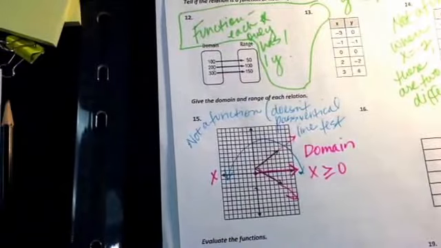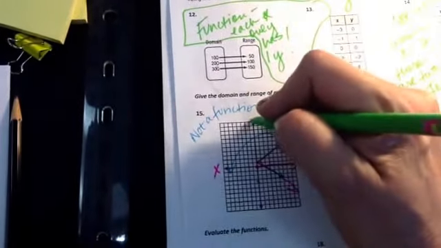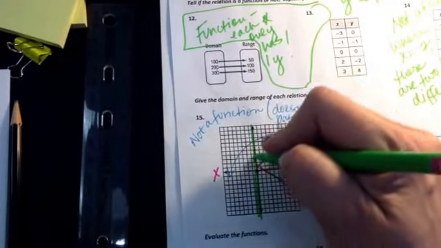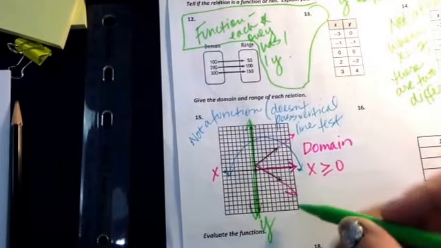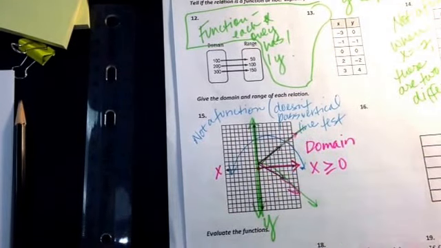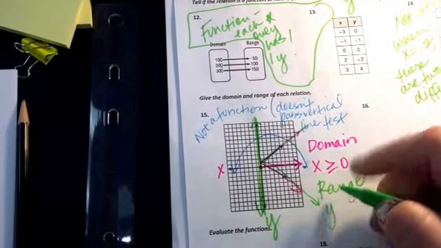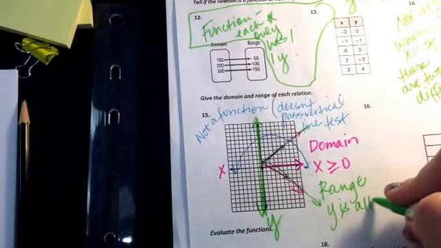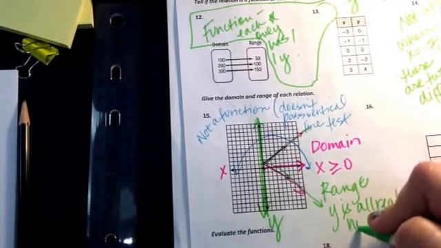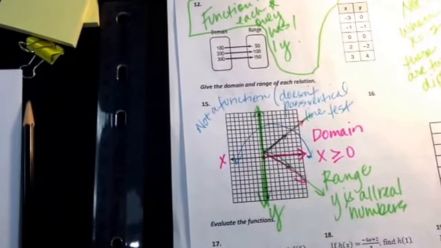Now I'm going to grab a different color for my range values. What I see for my y is that, again, this is going to keep going on and on. It's going to extend up and down. My range is really all real numbers. There's nothing that's not going to show up on the y-axis where this function doesn't have an x value with it.